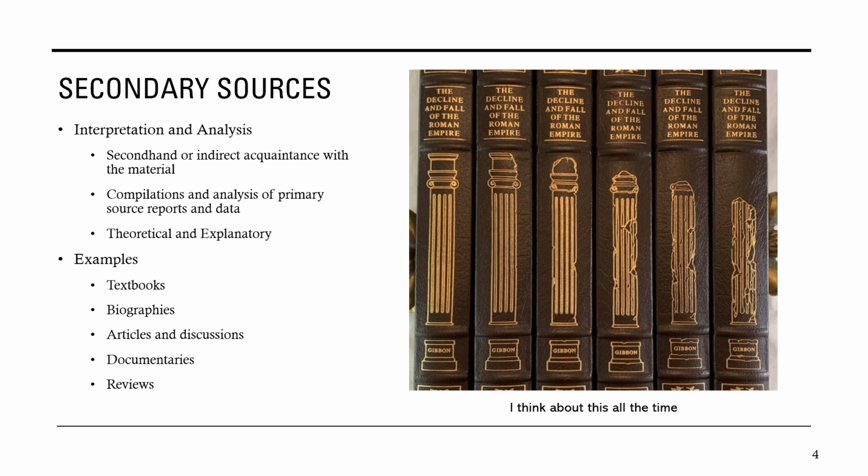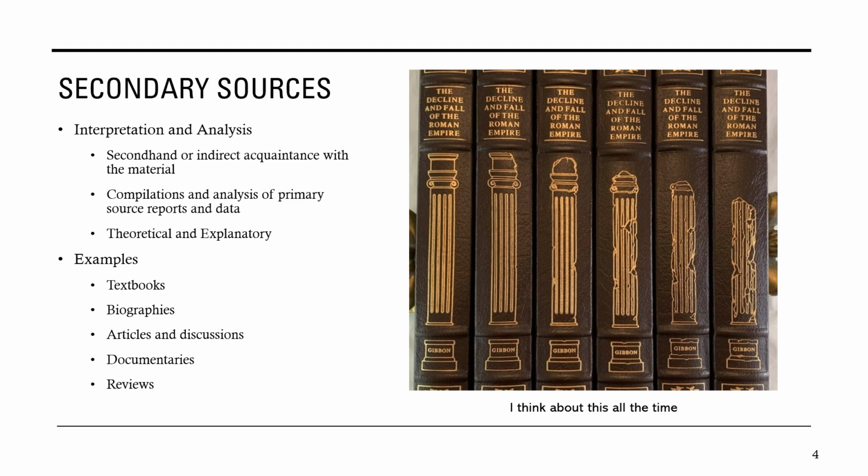And so secondary sources are what comes after, usually after something like interpretation or analysis. They typically are secondhand. They are indirect acquaintance with the material. So you're gathering the evidence that you've gotten from primary sources and using it to apply it to understanding a particular situation or phenomena. Often we think of these as compilations, analyses of primary source reports, right? Use of data and interpretation of data. So this is often theoretical, it's explanatory, it's trying to take the data and put it together in a way that makes sense of it.